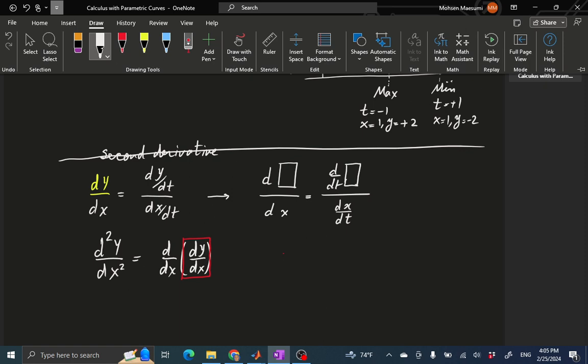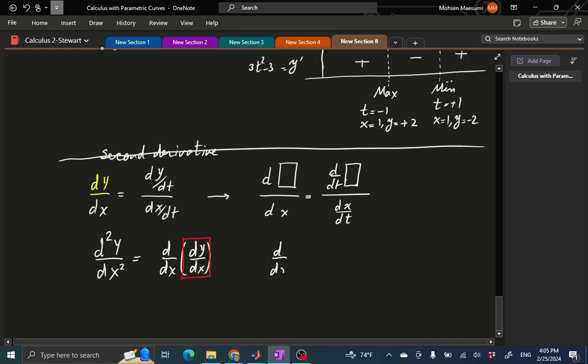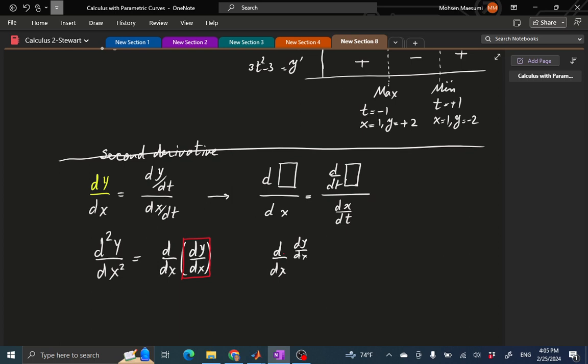So d/dx of dy/dx is d/dt of that quantity, divided by dx/dt.